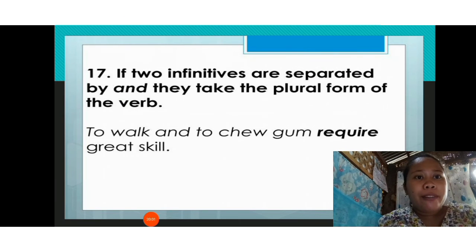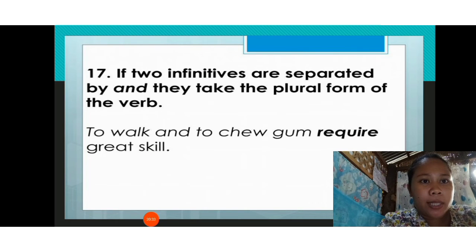17. If two infinitives are separated by and, they take the plural form of the verb. For example, to walk and to chew gum require great skill. We have the subjects to walk and to chew. These are two different things, and they require the plural form of the verb. So we have require, plural.